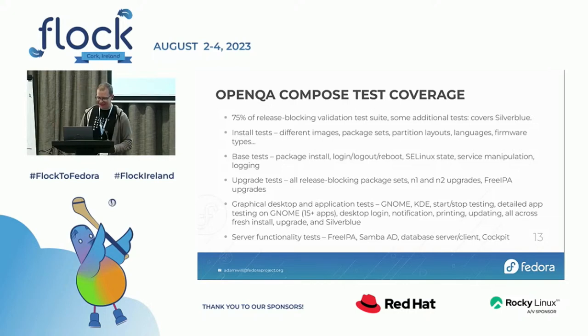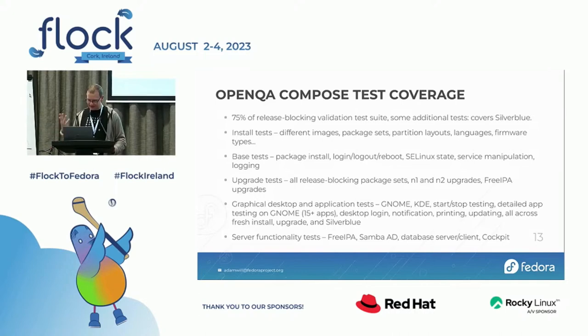We have some pretty advanced tests for server functionality. So as I said, we test FreeIPA. Very recently, this is a new one as of last week, we test Active Directory using a Samba Active Directory server. We test a database server client test, so make sure Postgres is working. We check Cockpit pretty extensively. Not on here, but we also have some tests for Podman. So we're testing a lot of stuff, and all of this is being tested on every single nightly compose of Rawhide, Branched.